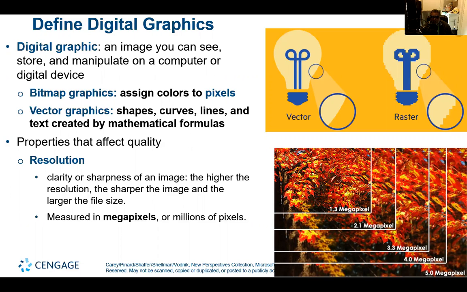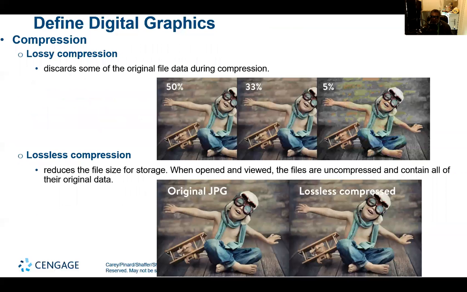Properties that affect quality are resolution, the clarity or sharpness of an image. The higher the resolution, the sharper the image, and the larger the file size, measured in megapixels or millions of pixels. Lossy compression discards some of the original file data during compression. Lossless compression reduces the file size for storage. When opened and viewed, the files are uncompressed and contain all of the original data.